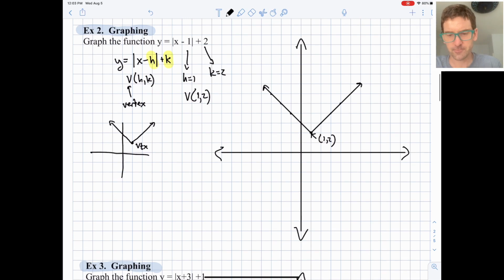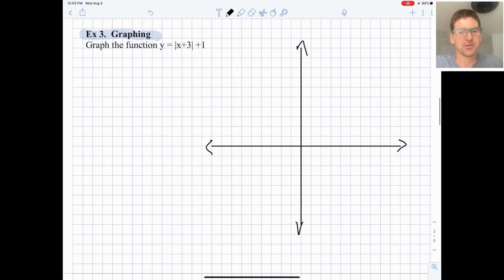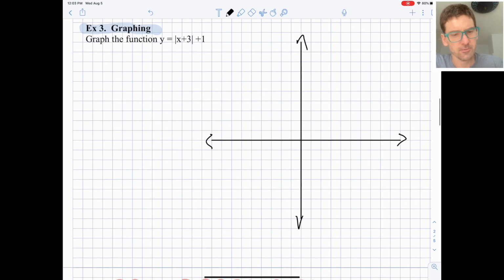All right, next one. Often you just need to be careful with the negative signs. So I will rewrite this guy in our sort of official standard form, x minus a negative 3 plus a 1. So this is our h value. So h is negative 3, and k is 1. Okay, so let's graph it up. Negative 3 up 1, there's our vertex. Up 1 over 1, up 1 over 1 in both directions.